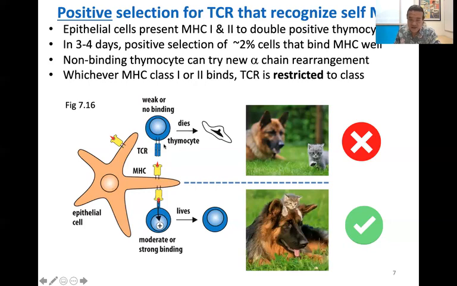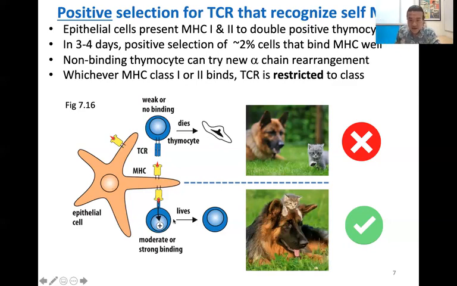So let's face it, right? This T cell is never going to be any use if it can't interact with MHC in order to see things that cells are presenting to it. So as a result, if there's weak or no binding to the epithelial cell, this thymocyte does not receive any encouraging cytokine signals to keep it surviving. And as a result, it just dies.